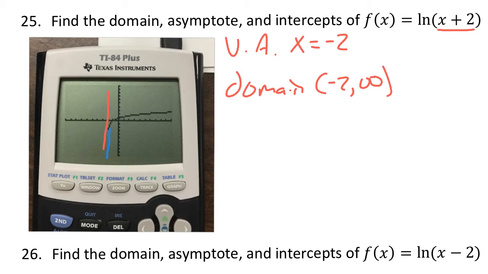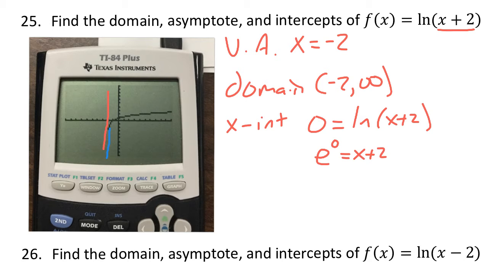Now for the intercepts. To find the x-intercept, we'll let y be 0. And now solve this. Well, when you're looking at a log problem and you're kind of stuck, you gotta turn it into an exponential. So e to the 0 equals x plus 2. If I subtract 2 from e to the 0, well, e to the 0 is 1. So 1 minus 2 is -1. So the x-intercept is -1, 0.